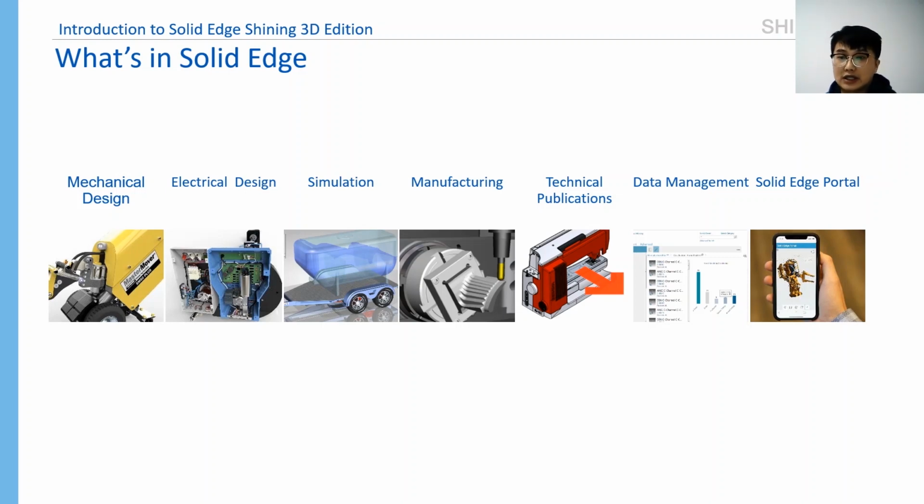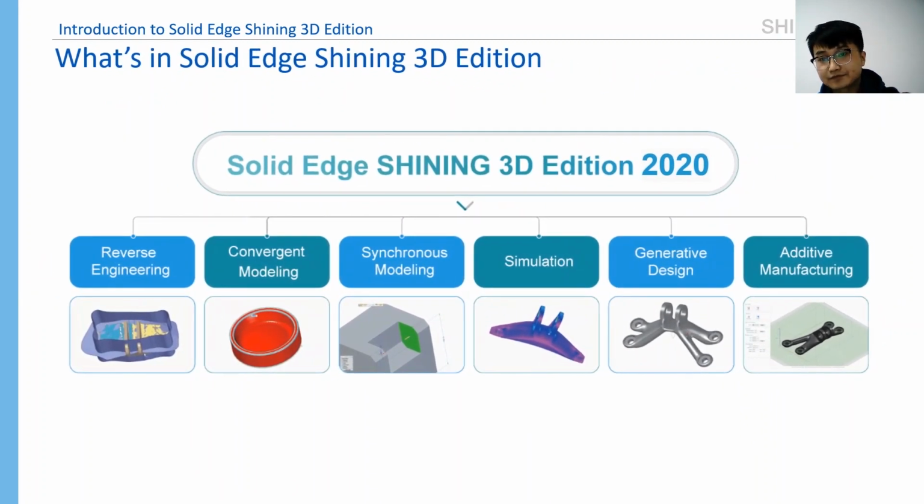So the Solid Edge Shiny 3D Edition is just a special OEM version based on the Solid Edge for Shiny 3D. Here is a brief introduction about this function. It contains the reverse engineering, convergent modeling, synchronous modeling, simulation, generative design, and additive manufacturing. You can see the Solid Edge Shiny 3D Edition includes almost all the necessary functions and process for your later reverse engineering workflow and even some of your CAD workflow. Yes, you can do directly CAD work using this software. It's not only a reverse engineering software for you, it's a complete CAD solution and the reverse engineering solution for your work.